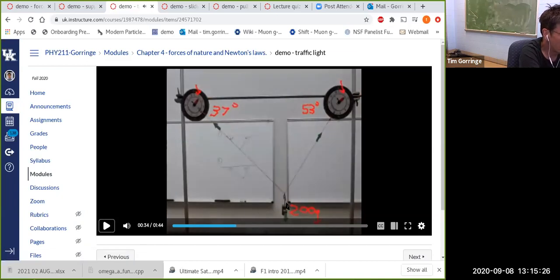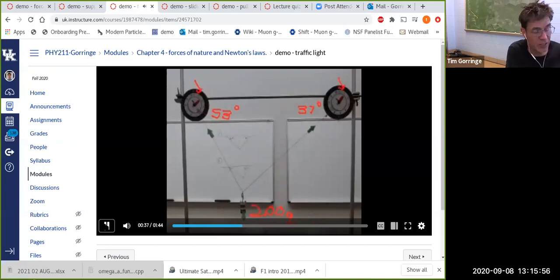We still got the 200 gram mass here, but you'll notice that the force with the larger angle has now got a bit bigger. The force with the smaller angle has now got a bit smaller. So the forces did change when I rearranged the angles from both being 45 degrees, where the two forces were the same, to now with 37 and 53 degrees, where the forces are different.